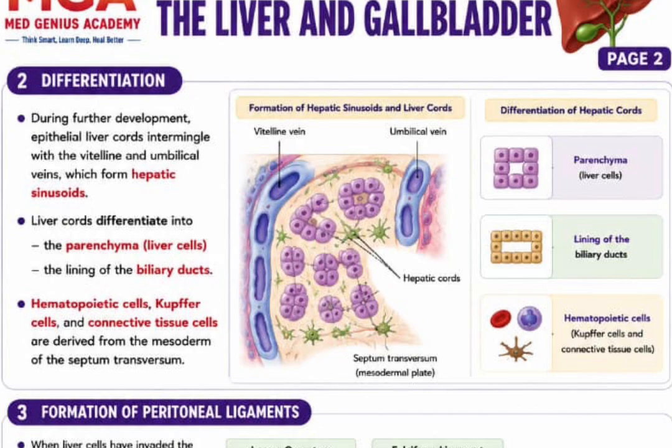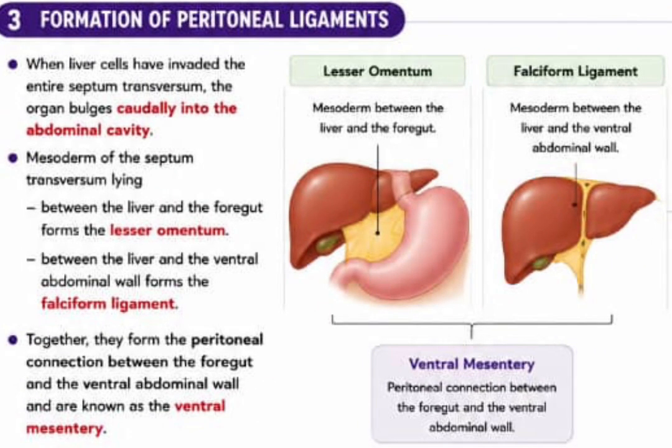Now how can we form the peritoneum here? When the liver cells start invading the septum transversum, the organ begins to bulge caudally inside the what? Abdominal cavity. But when the stomach begins to proliferate too, when the gastric cells begin to proliferate, it pulls the stomach obliquely. Remember, when the stomach continues to grow, it is pulled obliquely in the upper abdominal cavity.